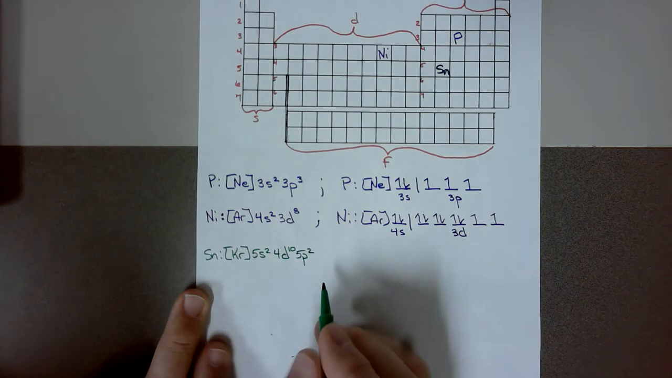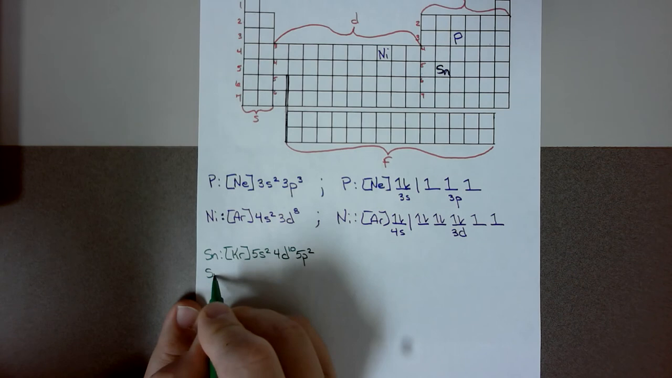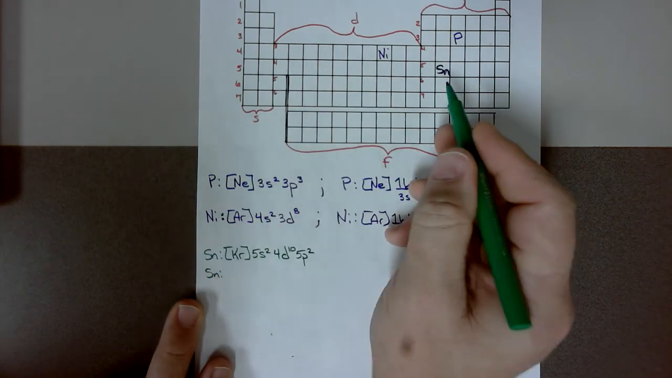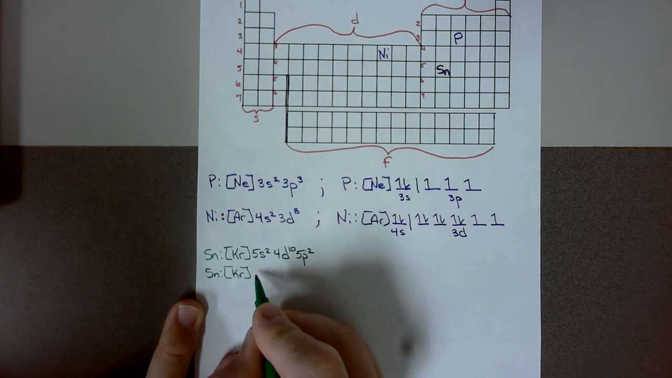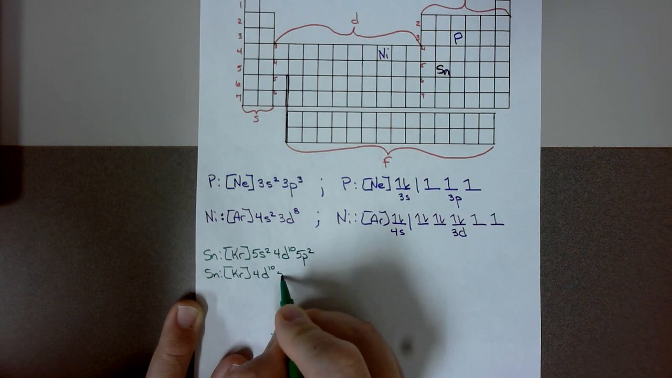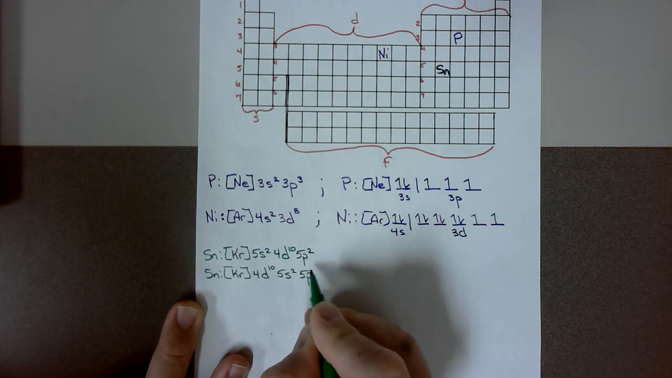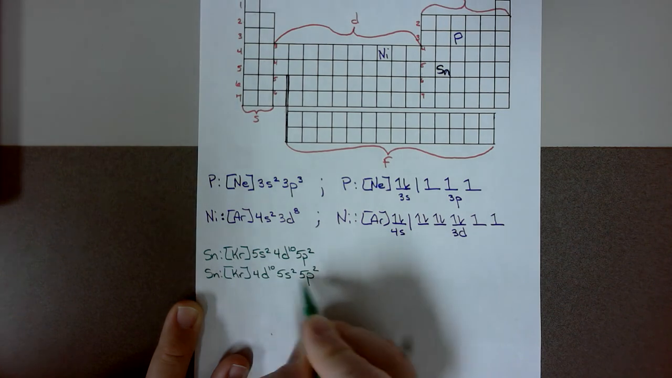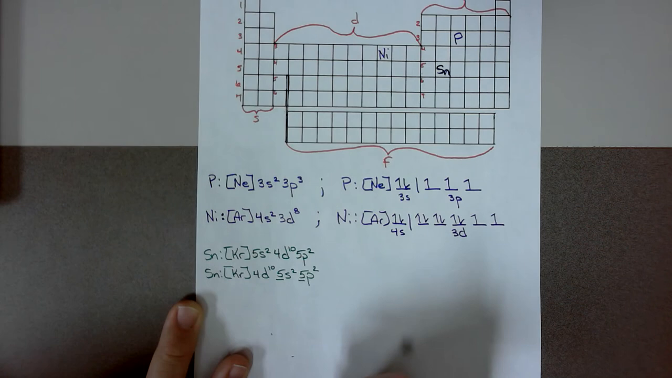Now, sometimes you will see it written in a slightly different order, and it's okay to do this. I just like to do it the way I see it on the periodic table. But a lot of books will like to do it where you do the lower energy first, so 4d10, and then 5s2, 5p2. So that's 4 valence electrons. So you can see the valence electrons right away when you see these in the 5th energy level.